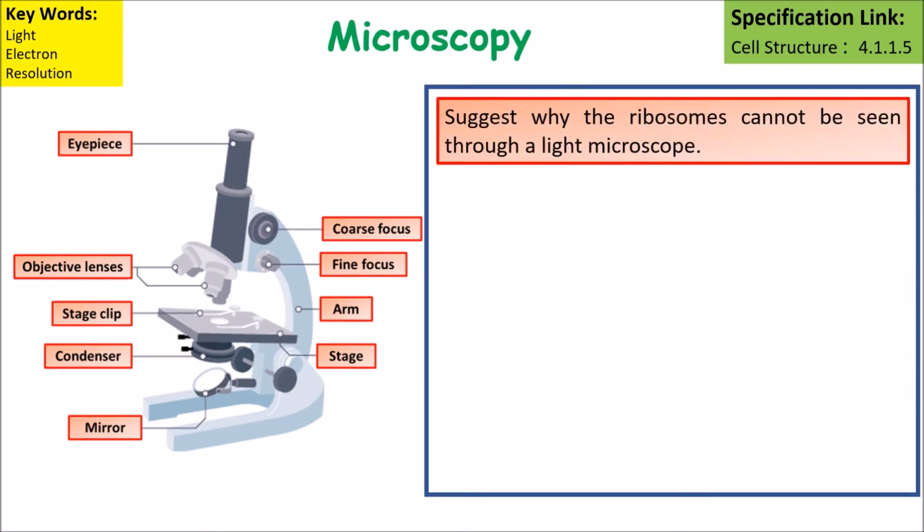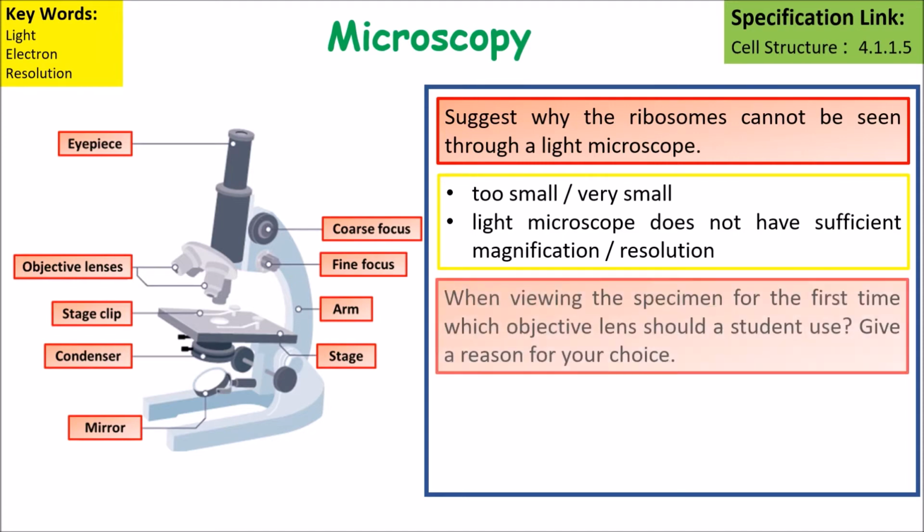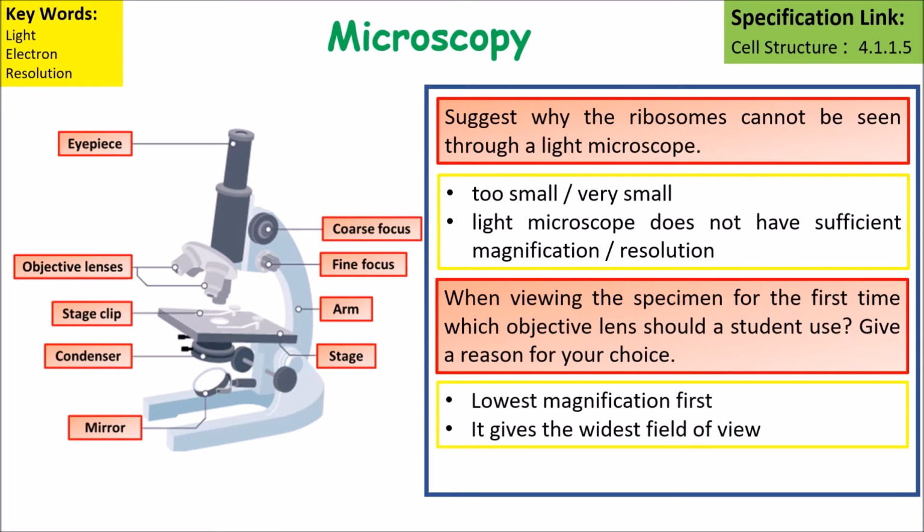If we look at this question, suggest why ribosomes cannot be seen with a light microscope. It's because they're too small, or because a light microscope does not have a high enough resolution or magnification. And when viewing a specimen for the first time, which objective lens should you use? Well, it's the lowest magnification first, because it gives the widest field of view.